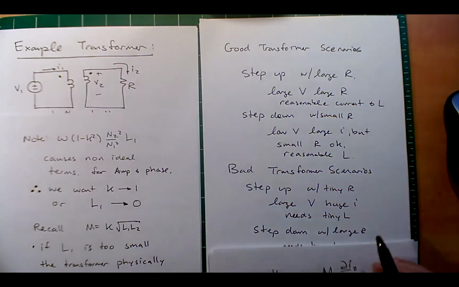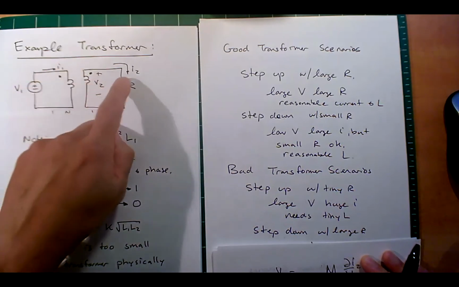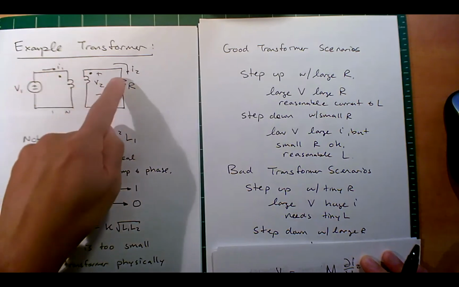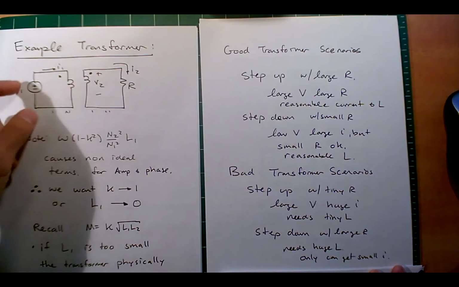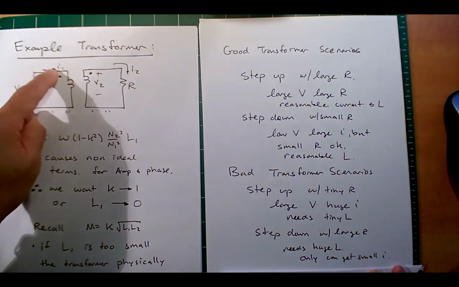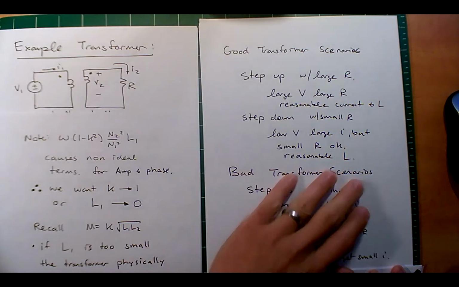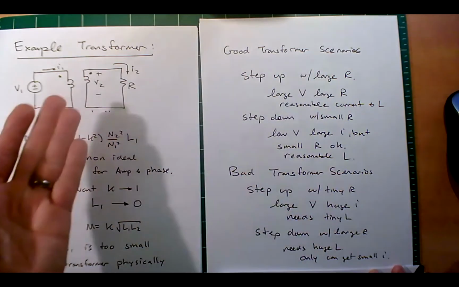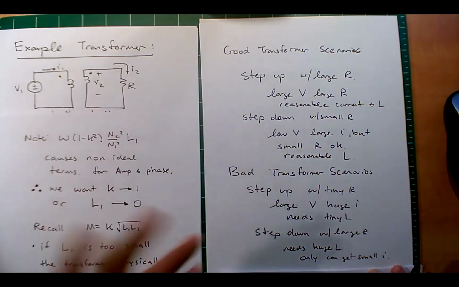Okay. And then what about a step down? If you have a step down and you're expecting a larger current here, but let's say you had a large R, the problem is you're not even going to get that much current coming out of this thing. And you would need a huge inductance to drop down this current in order to do that, right? So these are the bad transformer scenarios. These are good transformer scenarios.